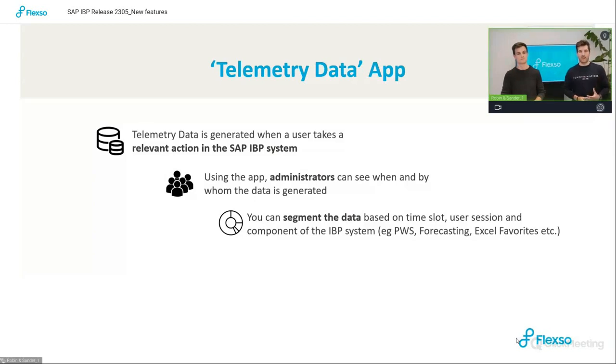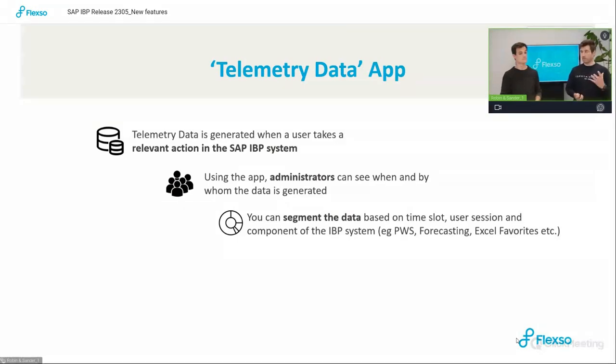When administrators navigate to this app, they can clearly see when, just related to timing, and also by whom that specific data is generated. And you can easily segment it. You can easily filter on time slot, on user sessions, but also, and really relevant, I think, you can filter per component of the IBP system. So for example, you can look at data which is generated from the Planner Workspace or from statistical forecasting jobs or algorithms, and even Excel favorites or Excel templates. And when action is taken upon these kinds of components, data is also being generated.